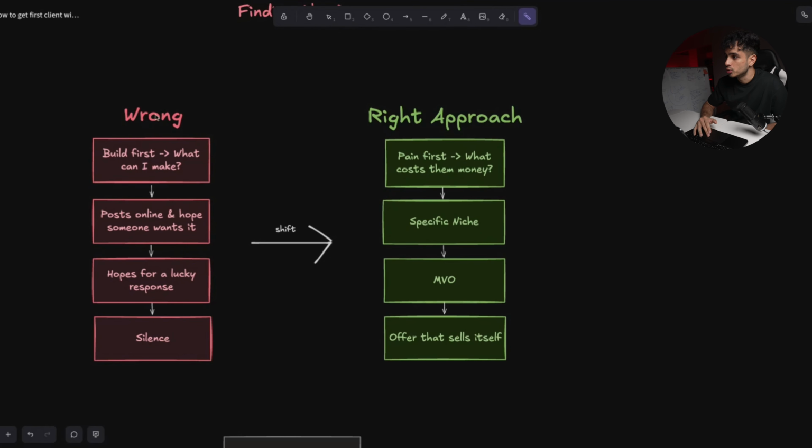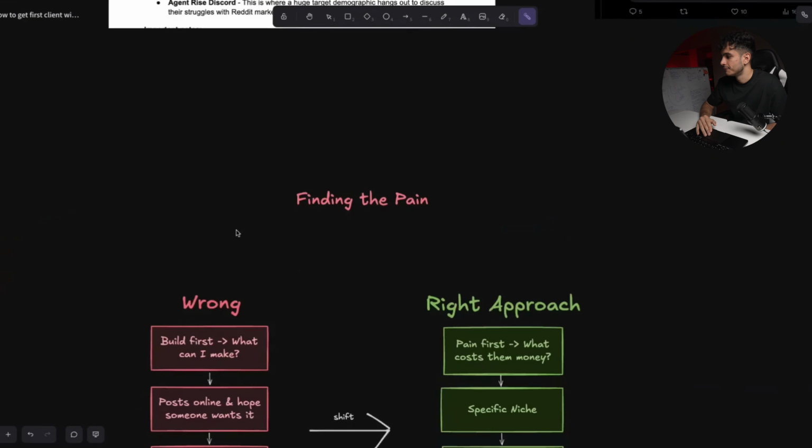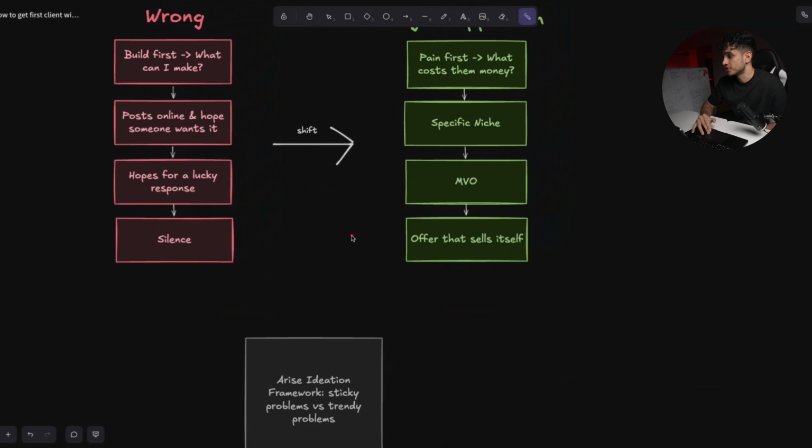And then the people who are doing this wrong, again, they're hoping for a lucky response after they post online. But what you're doing is you identify the pain, you identify the specific niche, and now you write down an MBO. An MBO as detailed as this, so you know exactly who you're targeting, how you're targeting, and what the benefits of your AI business are compared to them not having your solution. And then after that, the offer is just going to sell itself.